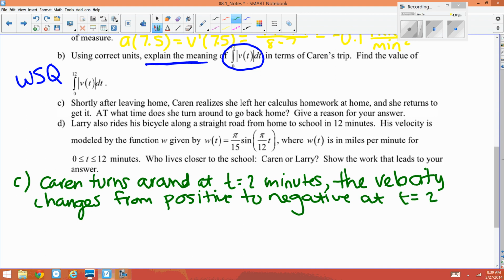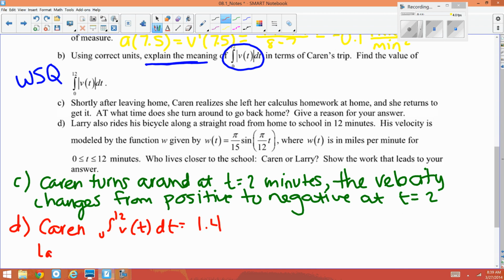All right, and last but not least, part D. So we need to find how far Karen went, how far Larry went, and who lives closer to the school. So we need to find Karen's displacement. Okay, so for Karen, we're going to model her displacement as the integral from 0 to 12 of v of t dt. And when you get that, you should get 1.4.